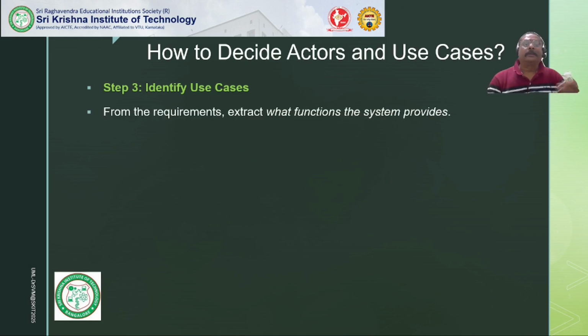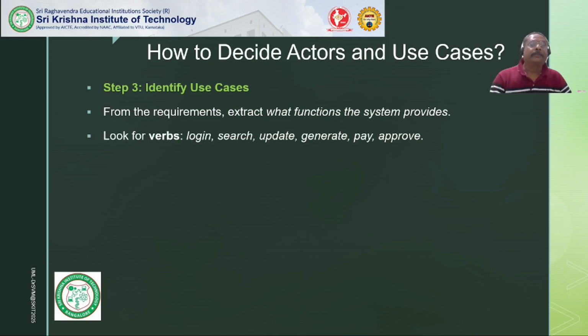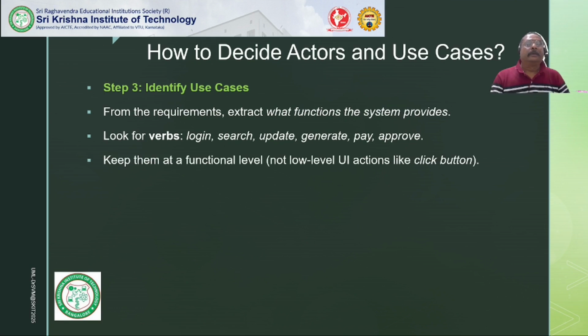The third step is to identify the use cases. From the requirements, extract what functions the system provides. So what are the functions the system should provide? Extract them. For extracting, just look for verbs like login, search, update, generate, pay, approve and all that. These verbs will be the use cases. Please make sure to keep these verbs at the functional level.